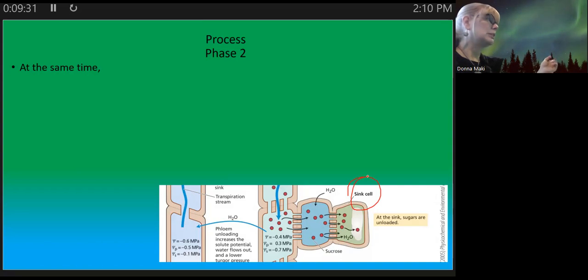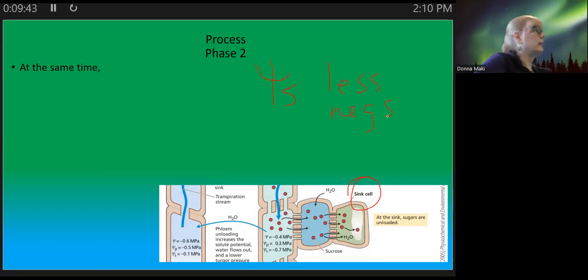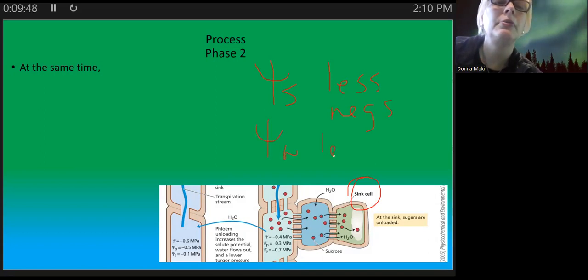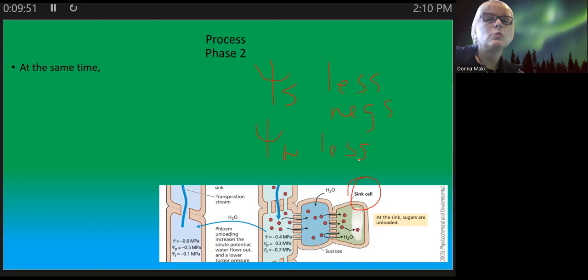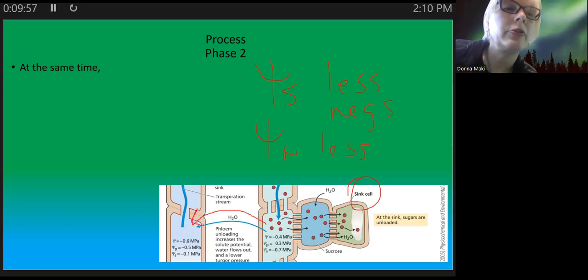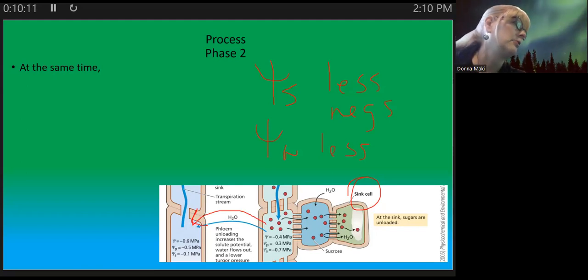If you have a bunch of sucrose exiting out of the sieve tube element, that means your size of S is going to get less negative, less solutes, less negative size of S. Okay, well then that makes your overall water potential less negative. So now you can see water's moving from the less negative sieve tube element to the more negative xylem right next door. Based on the water potential difference there, in the sieve tube element it's negative 0.4. Over in the xylem, it's negative 0.6. So it's less negative to more negative.